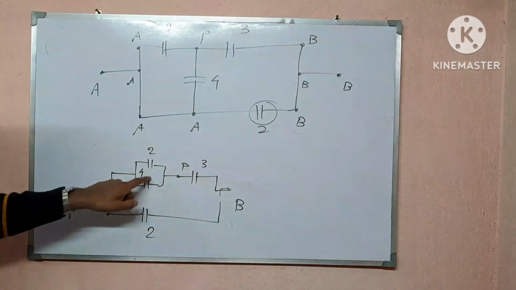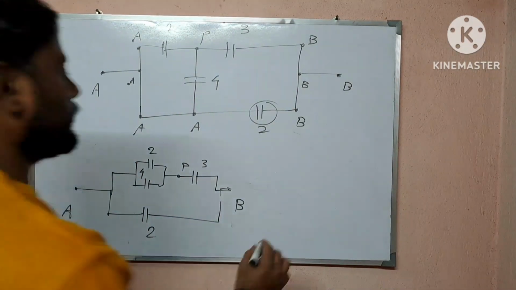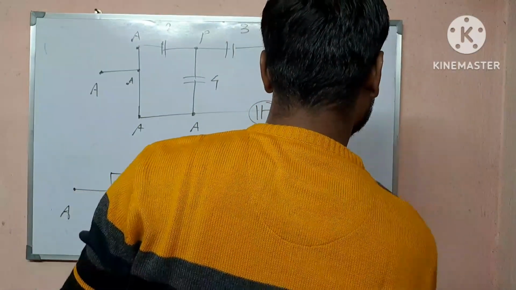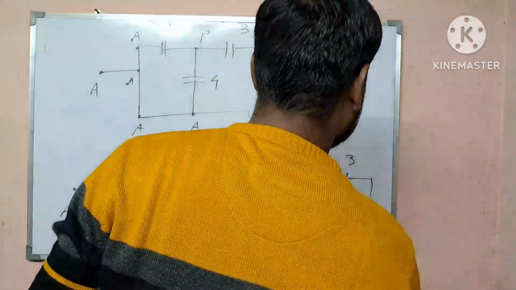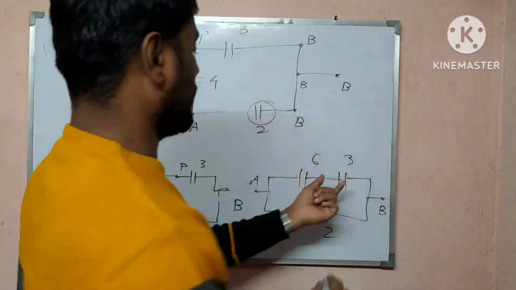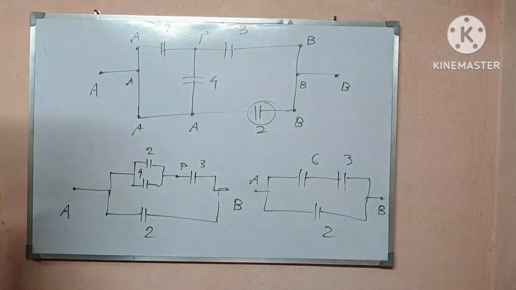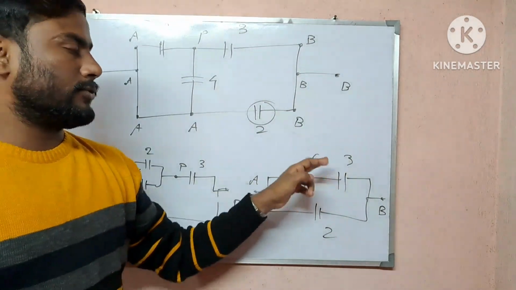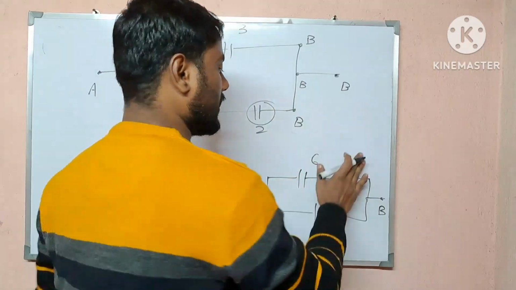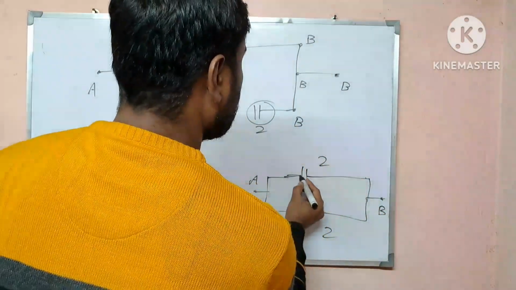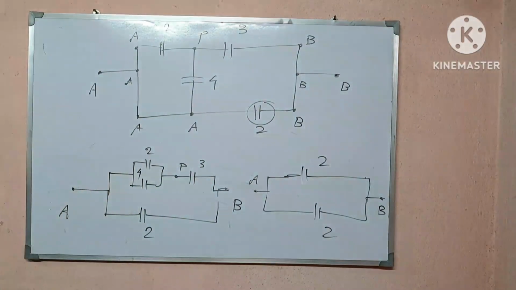Now this 4 and 2 are connected in parallel. So the answer will be 6. Then that one is 3. And the below one is 2. So this is B, this is A. So these two are connected in series. When you solve them, the equivalent value will be 6 into 3, 18 divided by 9. That will be 2. So that one will also be 2. 2 and 2 are connected in parallel. So the final answer will be 4.